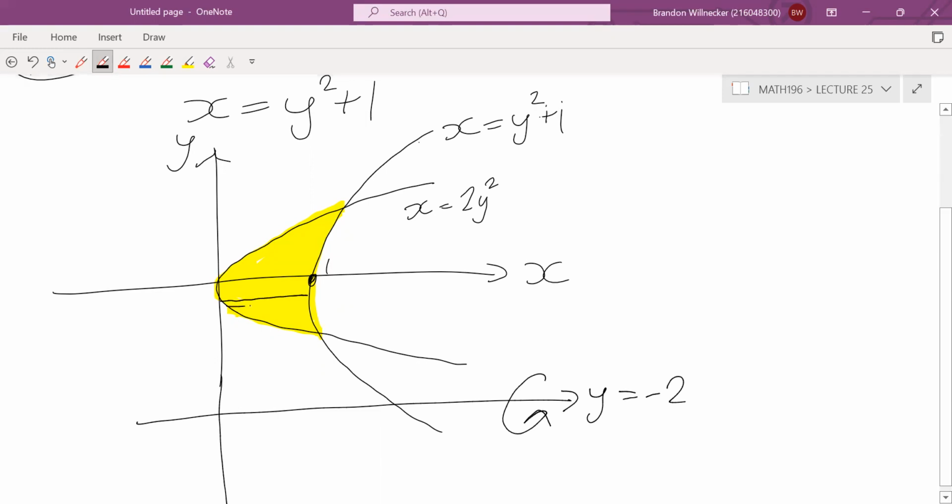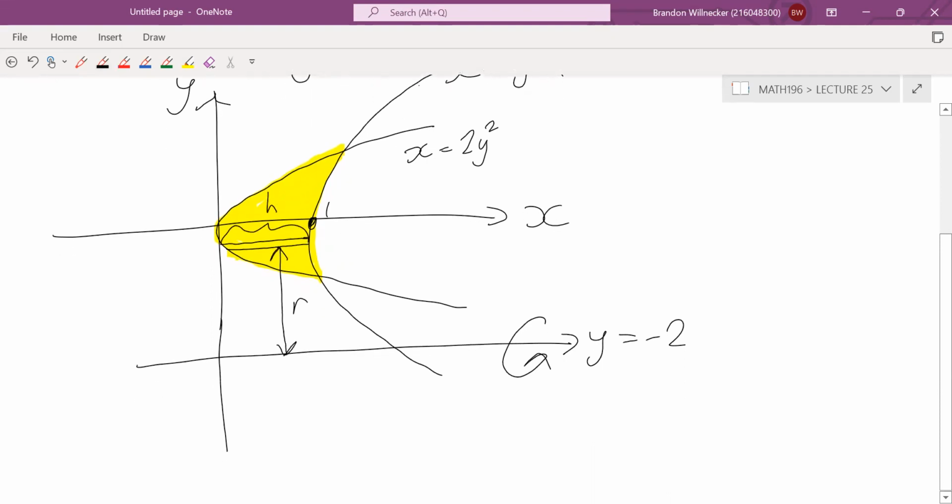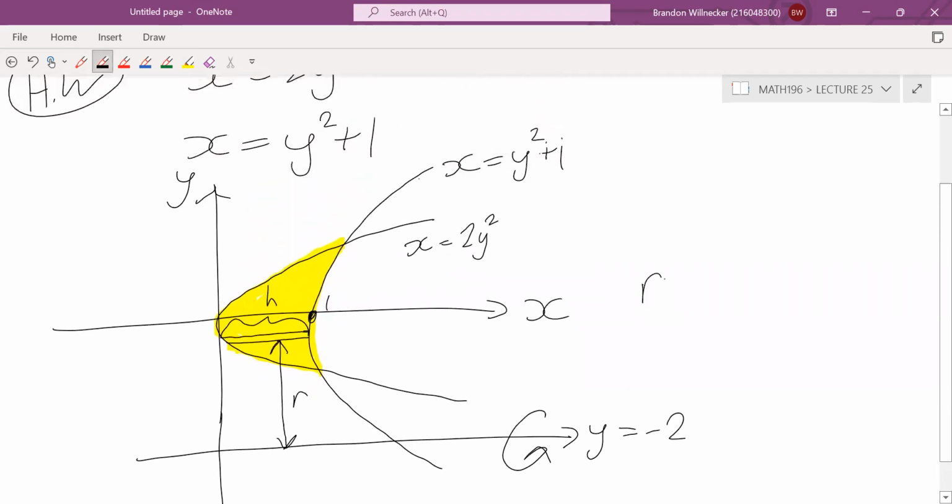If this is our rectangle, remember the rectangle is always parallel to your rotation axis. So if your rotation axis is horizontal, then your rectangle is also horizontal. This distance here is the radius, and this distance over there is the height. So what's the radius going to be? The radius is going to be y minus -2, because we're shifting by -2 there. So the radius is going to be y plus 2.